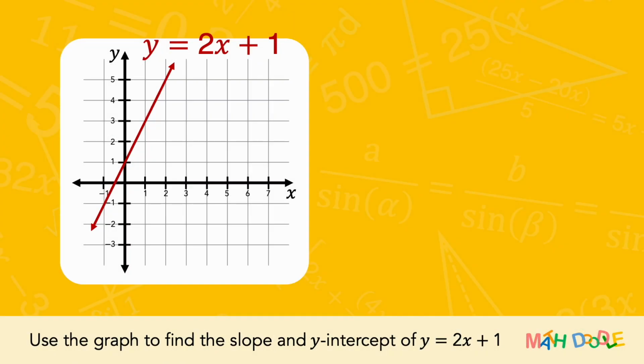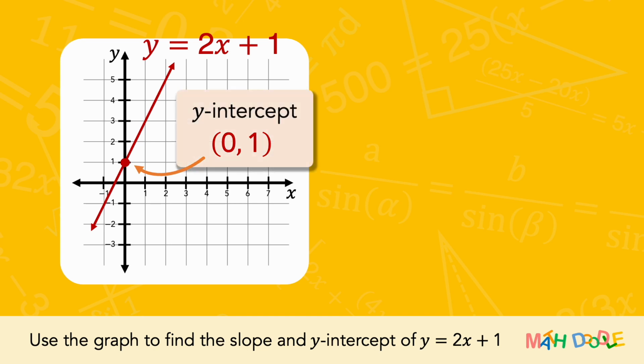In this problem, we are going to use the graph of y equals 2x plus 1 to find its slope and y-intercept. First, let's find the y-intercept. The y-intercept of a line is the point where the line crosses the y-axis. So, this line has a y-intercept of (0, 1).